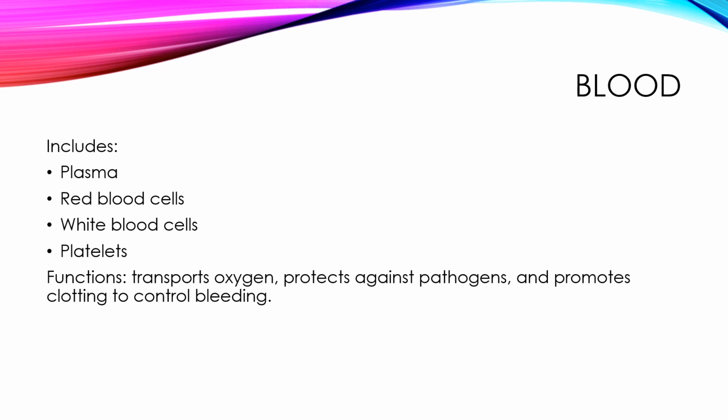Alright, blood. So it kind of has its own system here. So parts of your blood include plasma, red blood cells, white blood cells, and platelets. So these all work together to transport oxygen through your body, protect against pathogens, and promote clotting to control bleeding.